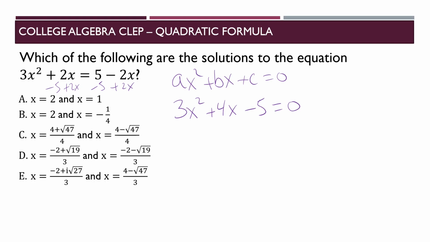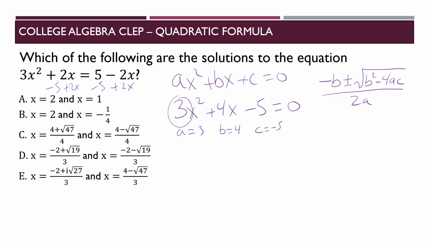Alright, so from there, we want to figure out what x is equal to because this equals 0. Sometimes you can factor these and figure it out, but here I want to use the quadratic formula. You can always use the quadratic formula to solve a quadratic. So the quadratic formula is negative b plus or minus the square root of b squared minus 4ac, all divided by 2a. In this case, our a is 3, our b is 4, and our c is negative 5. So those are all three values.